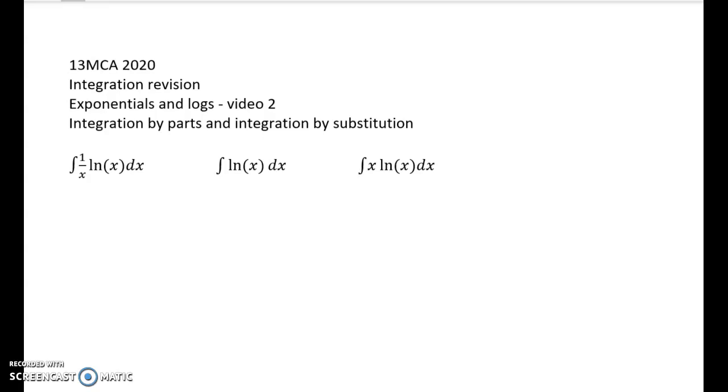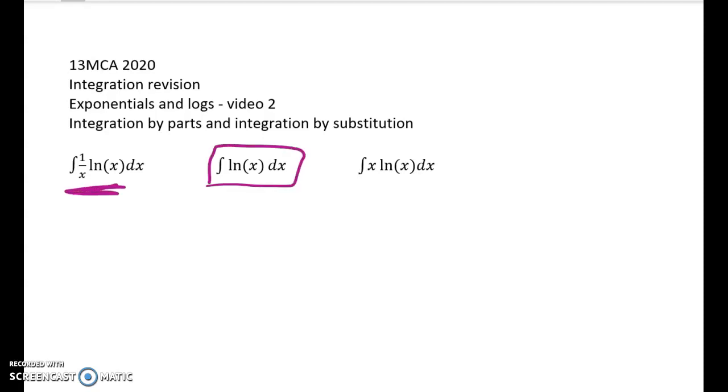Okay, so let's look at this first one and decide if it's going to be a tricky one or a reasonably easy one. So we can see in here that we've got the natural log of x, and here we've got its derivative. So that's always a promising pattern to have. So some of you are going to spot that this is going to be a straightforward one.